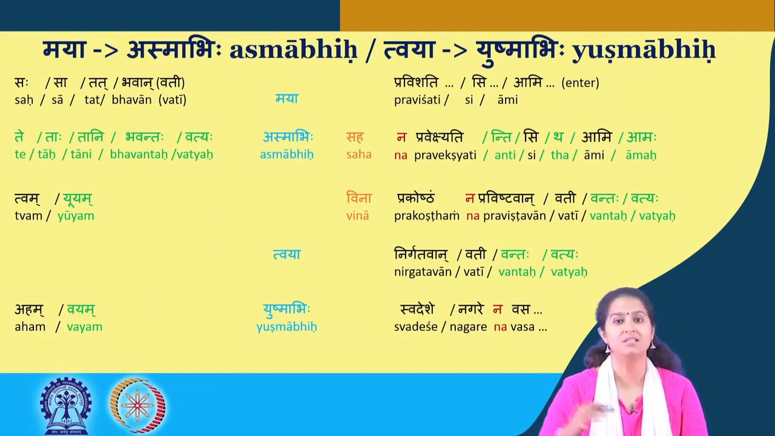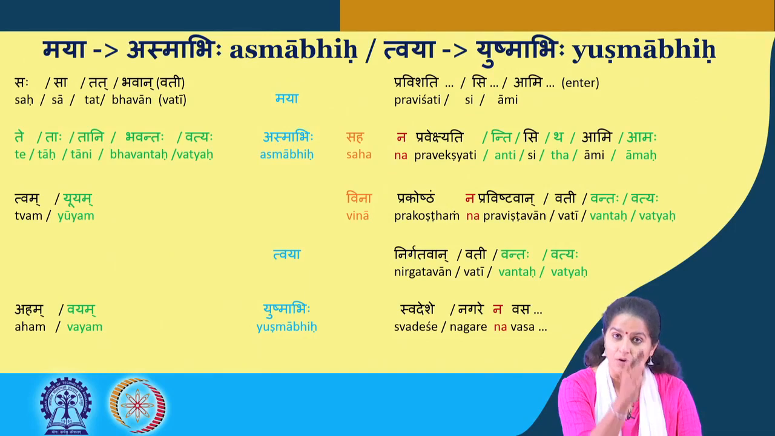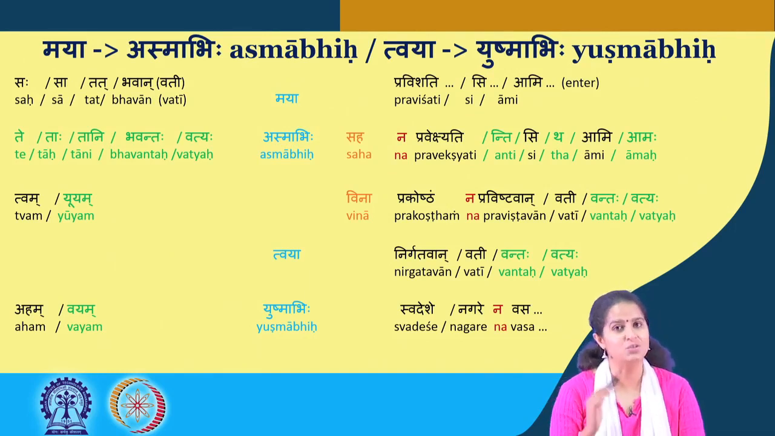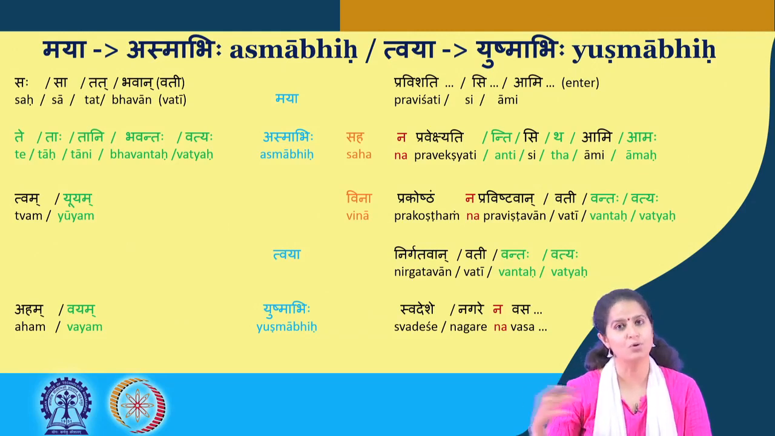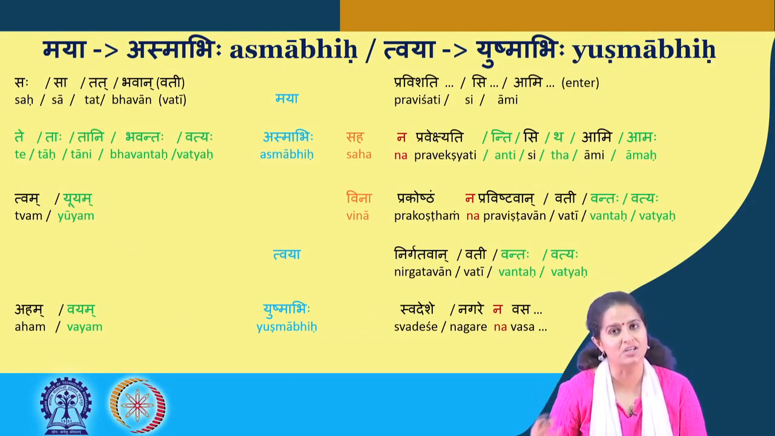So in the first case, when we use na, the meaning is I will not enter with you. So the saha means with you and I will not enter. The negation is on the na, on the verb. But in the second case, using vina, we say I will enter without you. So the negation is with the relationship with the person you are doing the action with. So this is interesting here.